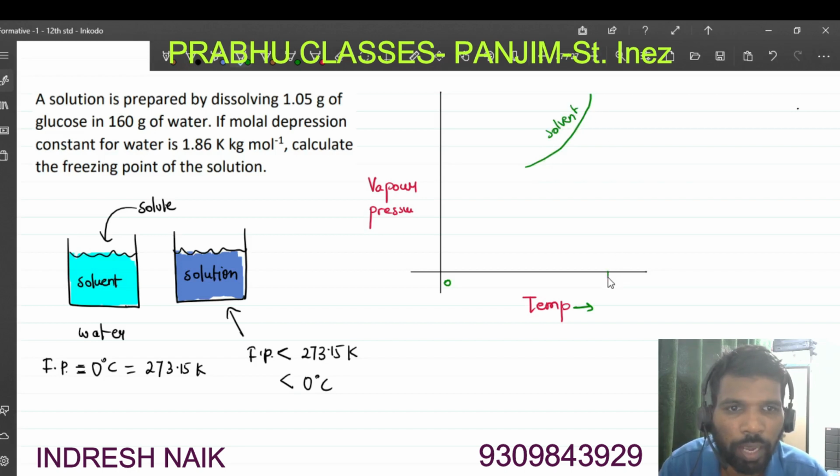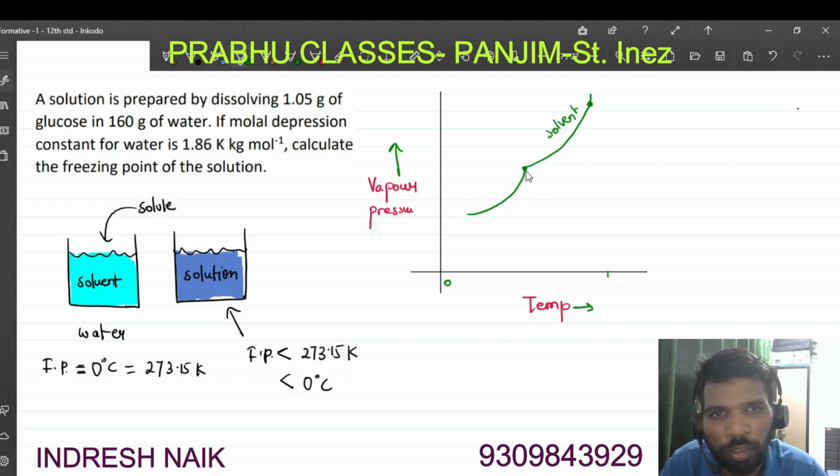At this higher temperature, obviously it will have higher vapor pressure. As you decrease the temperature, the vapor pressure of the solvent will keep on falling, because this axis is the vapor pressure, right? One temperature will come where molecular motions will be very, very less, and the solvent will freeze. The solvent will change its state. So this is solid.